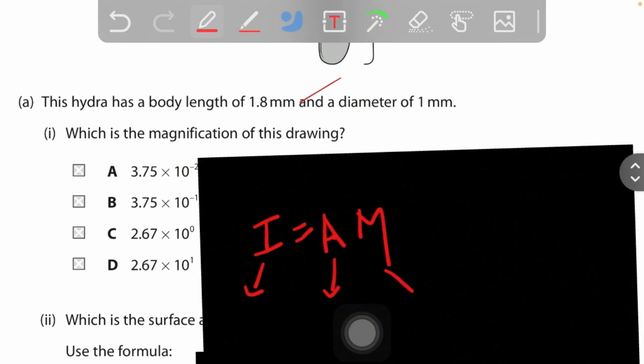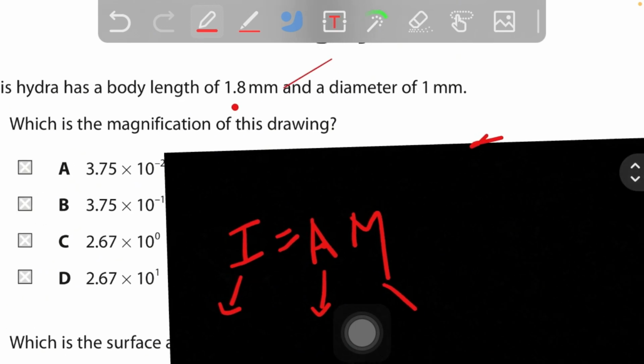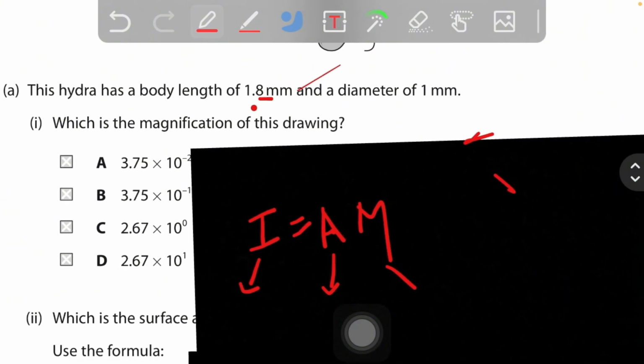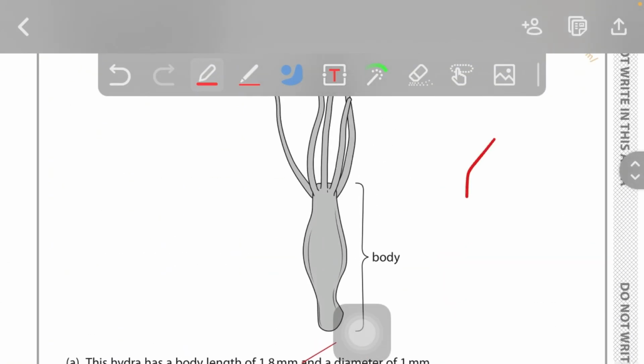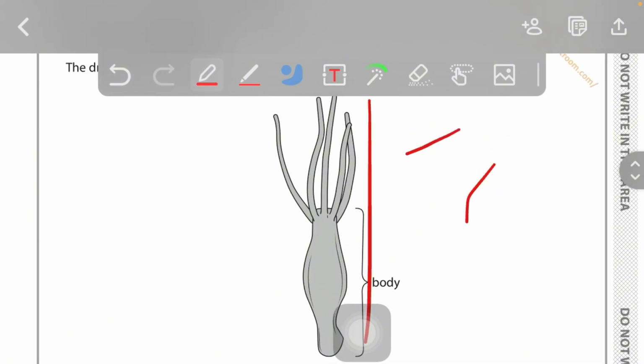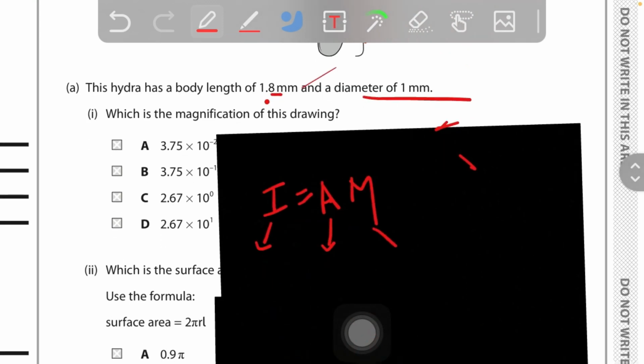Here it says this hydra has a body length of 1.8 millimeter, so it is the actual length. This is the actual length. 1.8 millimeter and a diameter of 1 millimeter, so we actually don't need the diameter right now. We need to find the image length, so we must have a ruler in our exam. We will find the length of this hydra using the ruler, and then we will put the values in this formula and we will figure out the answer.